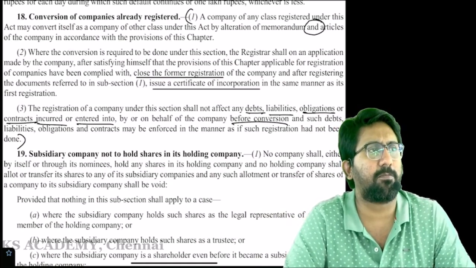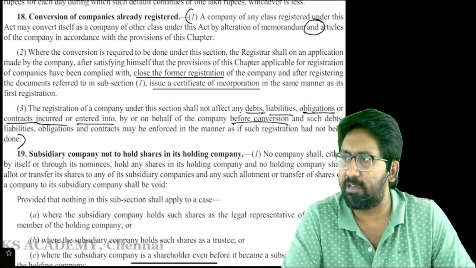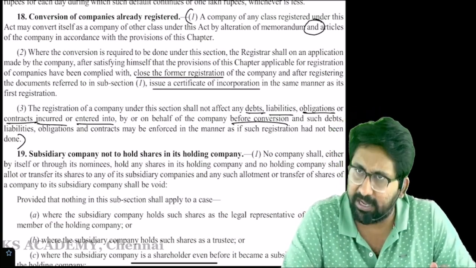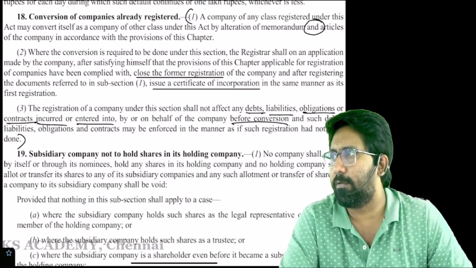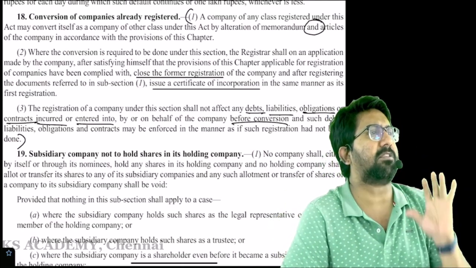I want to convert non-profit into profit oriented normal public company. I want to convert them into private company. I want to convert OPC into normal public company, private company. In all cases, any kind of conversion if you want, that requires compliance of section number 18. It's a simple concept.